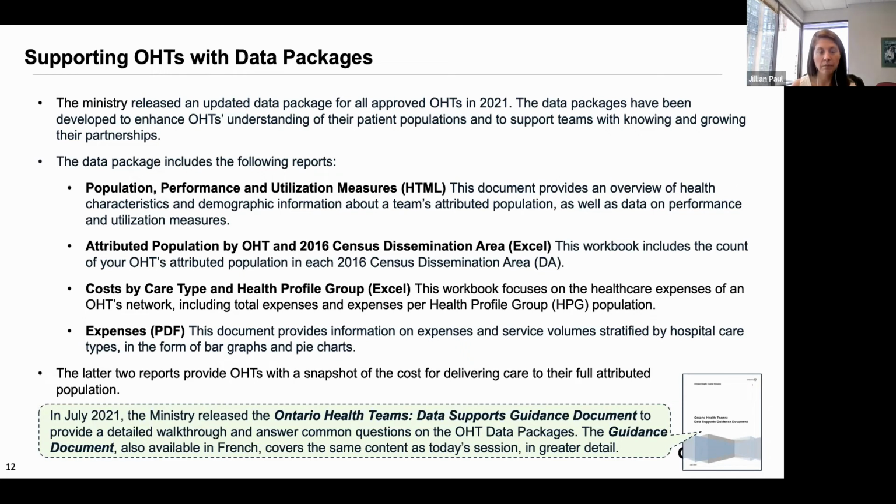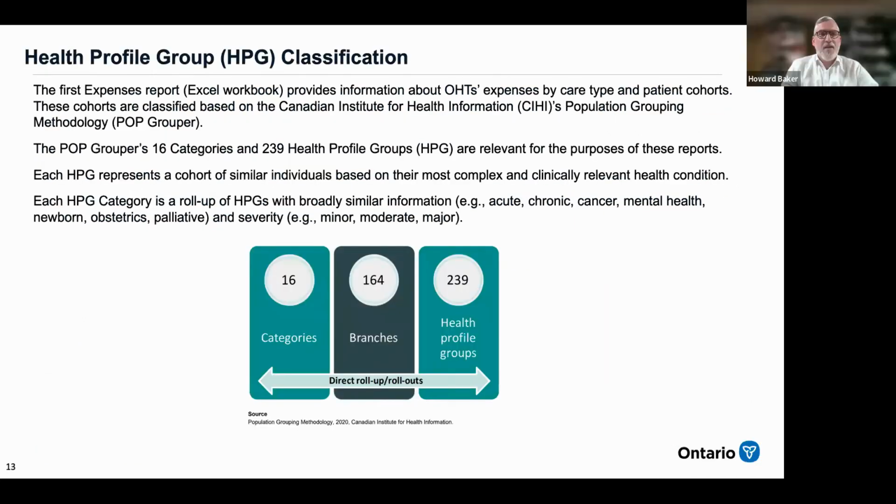Thank you, Jillian. Hello, everyone. As Jillian just mentioned, the first of the two expenses reports, the Excel workbook, contains expenses information stratified by care type and health profile group, or HPG. Before I begin discussing the report, I would like to take a minute to provide you with a very high-level understanding of what these HPGs are and how they are defined. Many of you already know this, but it's good to review.